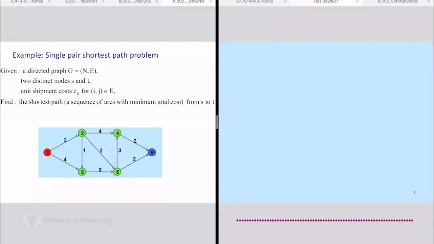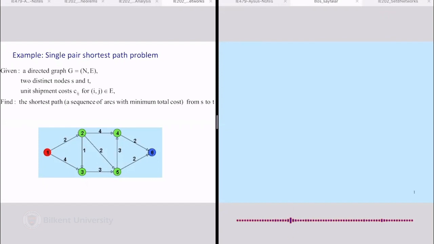Okay, so we have a graph. We have a directed graph with nodes and arcs. There is a cost of using the arc for each arc, Cij. There are two specialized vertices that we call S and T, because the problem is actually defined on these S and T. So the problem is, find me the shortest path from S to T. Shortest path, shortest distance.